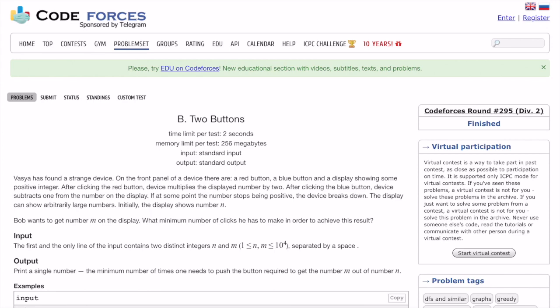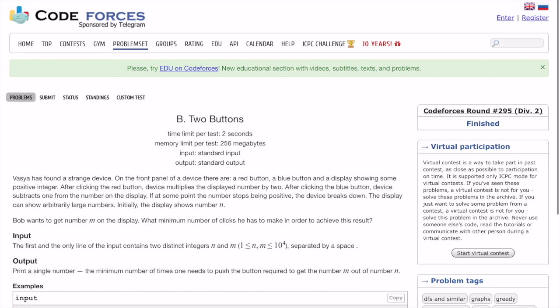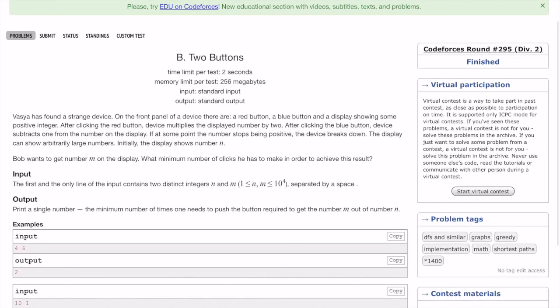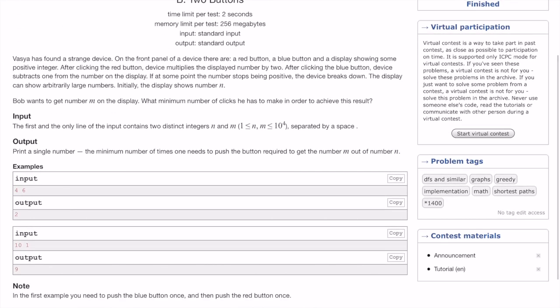Hello, friends. So today we are going to look at this problem, Two Buttons. This is rated as a 1400 problem. It says that there are essentially two numbers. The first number is called n, and the second number is called m, and you have to go from n to m using two operations.